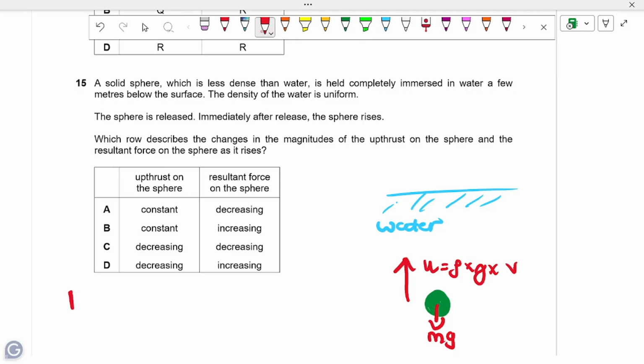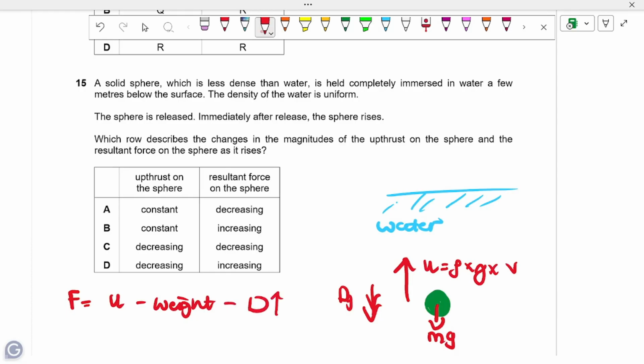As it starts to move, the resultant force F will just be equal to the upthrust minus the weight. But the problem is, as it starts to move, it starts to build up a frictional force. The frictional force in water is called the viscous force. So the viscous force opposes the motion of the whole system. So I expect my viscous force, my viscous drag force, to be acting downwards here. Okay, so here I'm going to subtract my drag force.